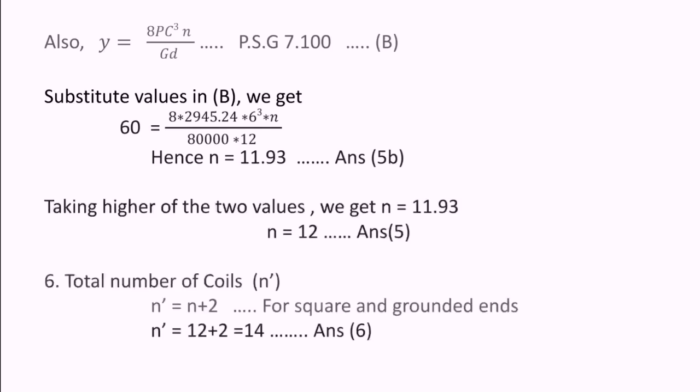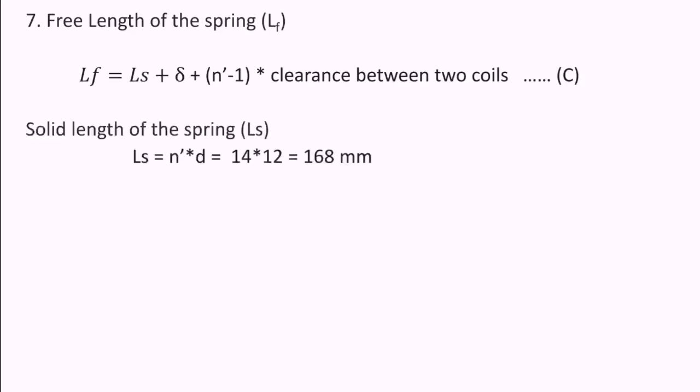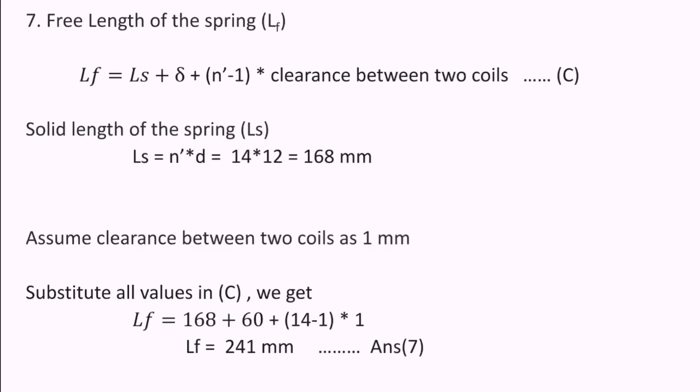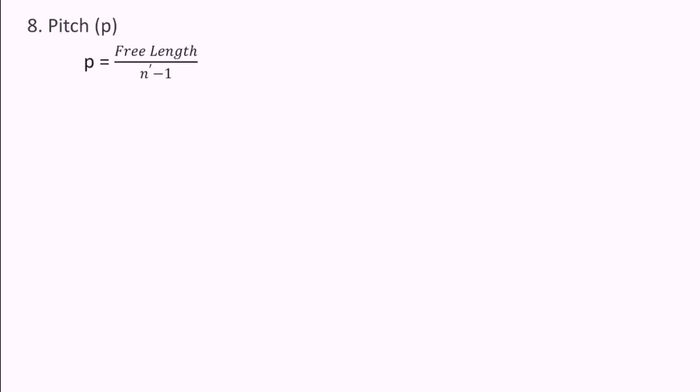For free length of the spring, again we have the relation LF is equal to LS plus deflection plus clearance between the two coils into N dash minus 1. For solid length, we have the relation Ls is equal to N dash into d, that is 168 mm. Assuming clearance between the coils as 1 mm, I will get the value of free length as 241 mm. Next requirement is pitch, which can be given by the relation free length divided by N dash minus 1. On substituting the values, I will get pitch is equal to 18.53 mm.